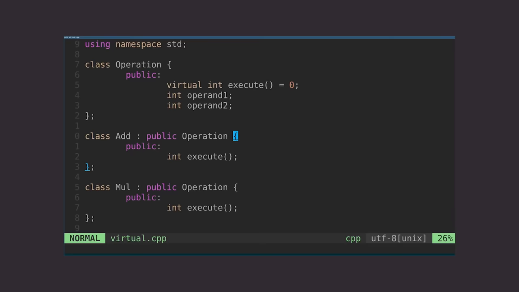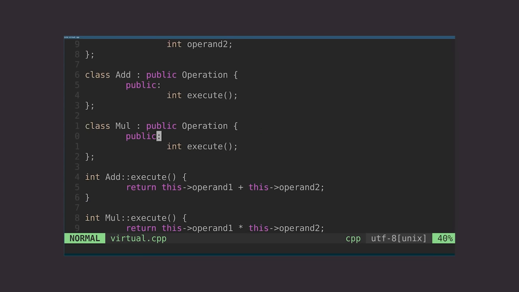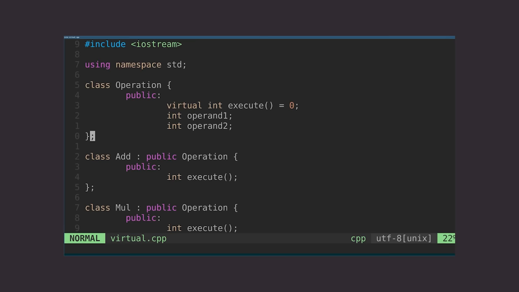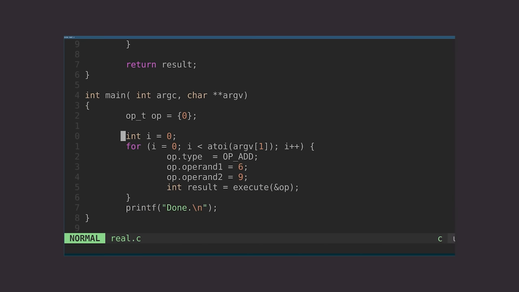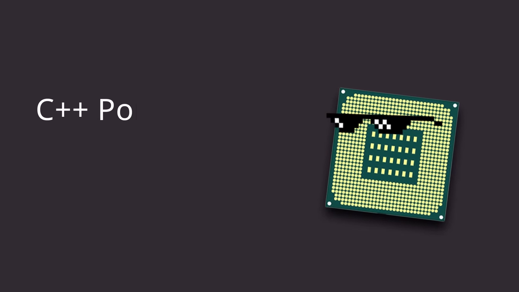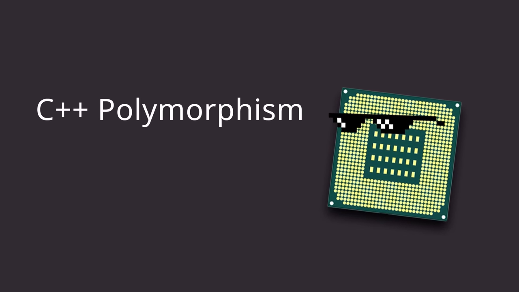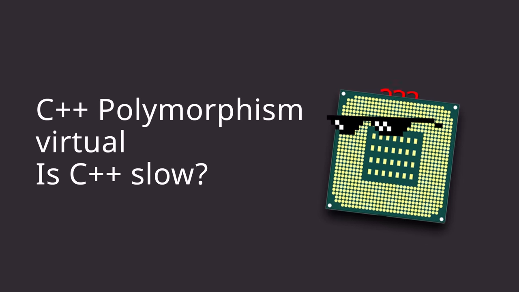I wrote two snippets of code that have the same functionality. They both use a low-level language to perform some basic math, one in C and the other in C++. But one program runs almost 20% slower than the other. In this video, we'll break down how C++ polymorphism works under the hood, what the keyword virtual is used for, and why it's ultimately kind of slow.